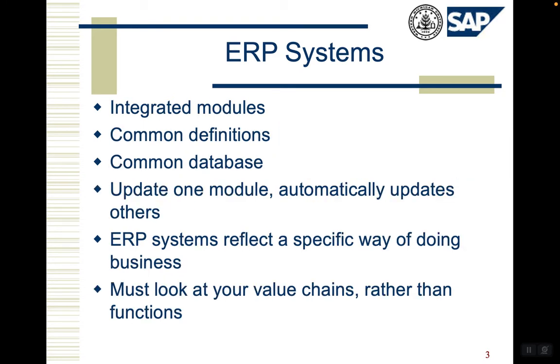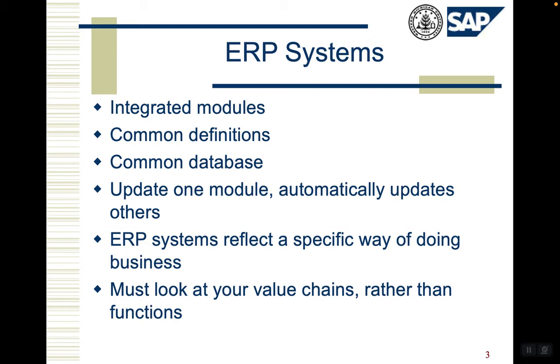All right, so some of the characteristics of an ERP system. Integrated modules. So the modules are basically designed so that the functions can integrate with each other. Common database, common definitions, and common database. So if we do an update to one module, automatically we're going to update everything that is associated or connected with it.